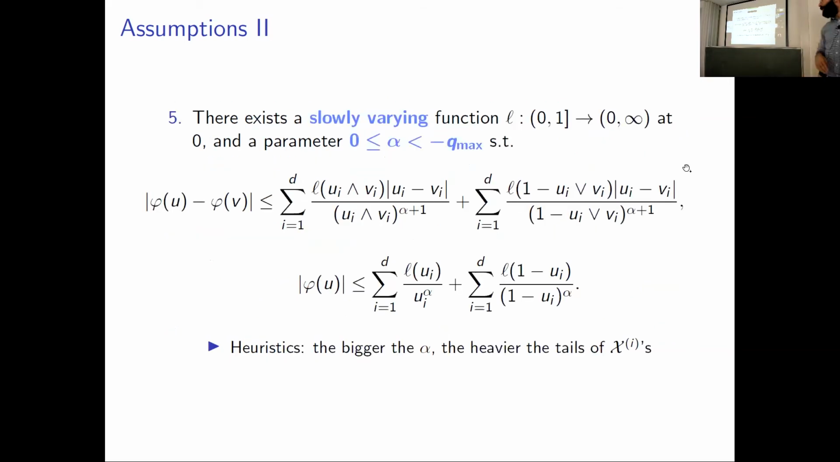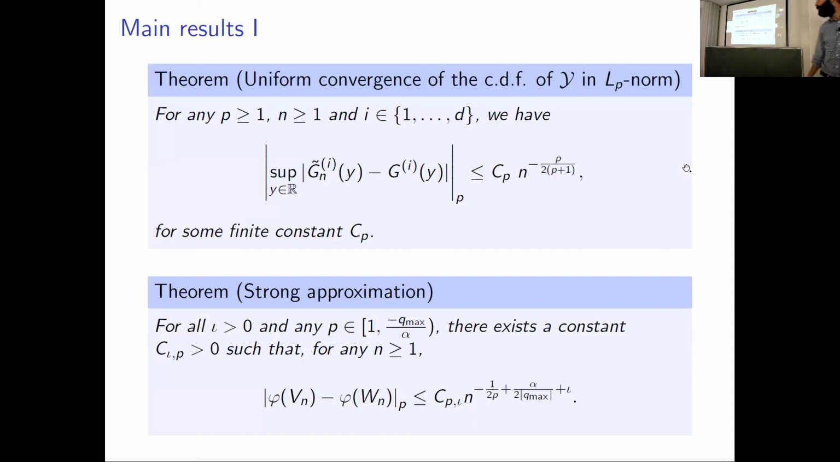The last assumption is the one that's even harder to understand, and I'm not going to dwell much on it. It's just a technical assumption on the function phi. But the heuristic again is that the larger this parameter alpha is, the heavier the tails of X. We have some examples where we can compute these things explicitly. It's just a simple Pareto example.